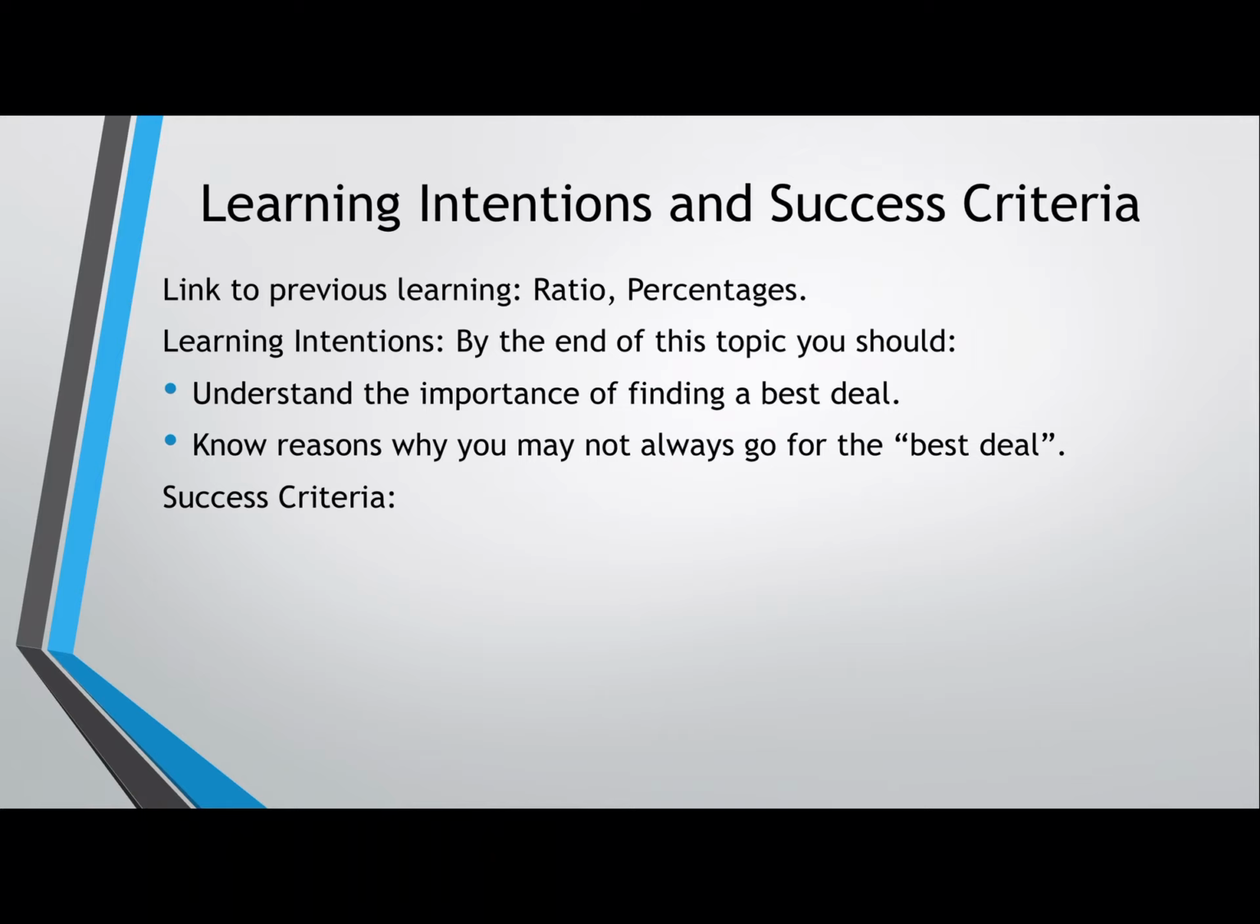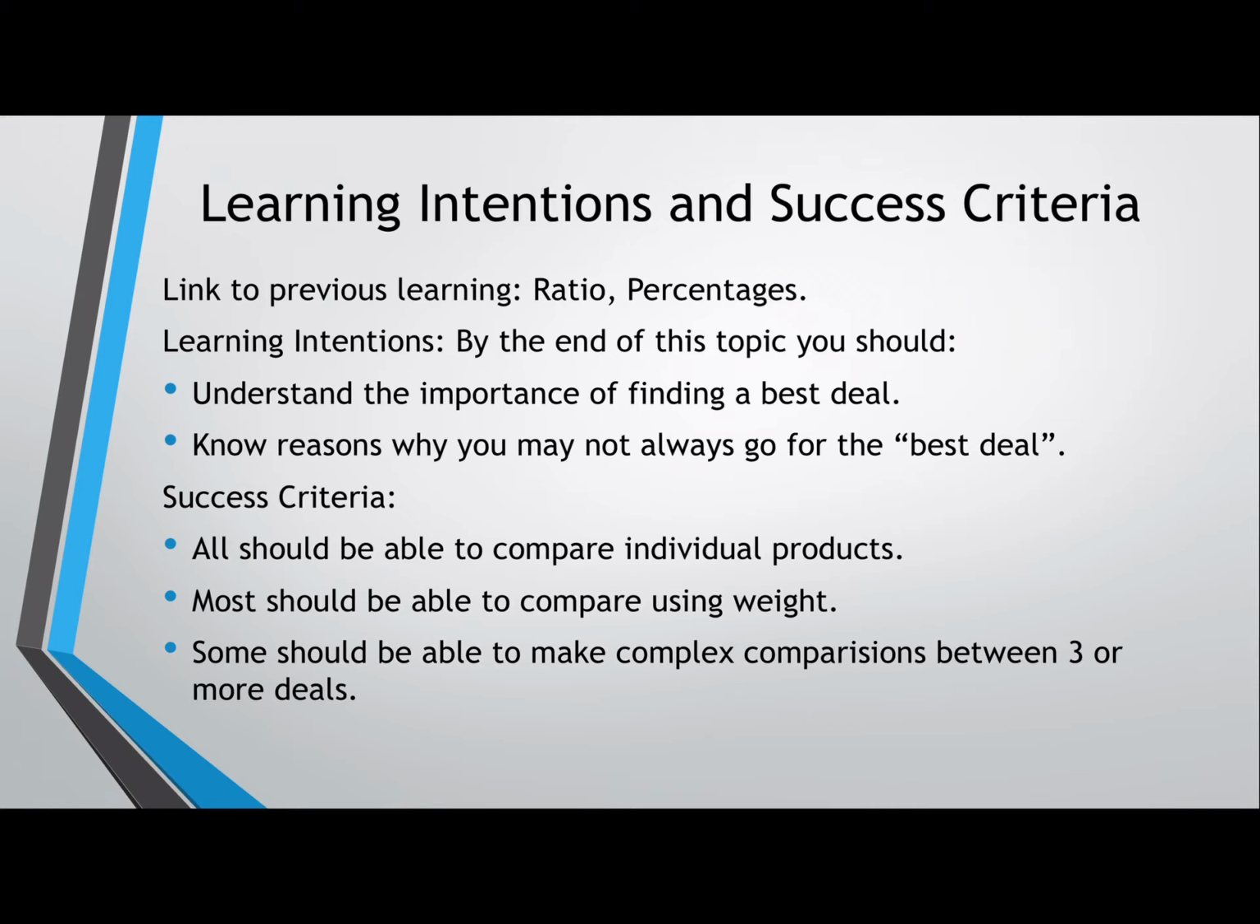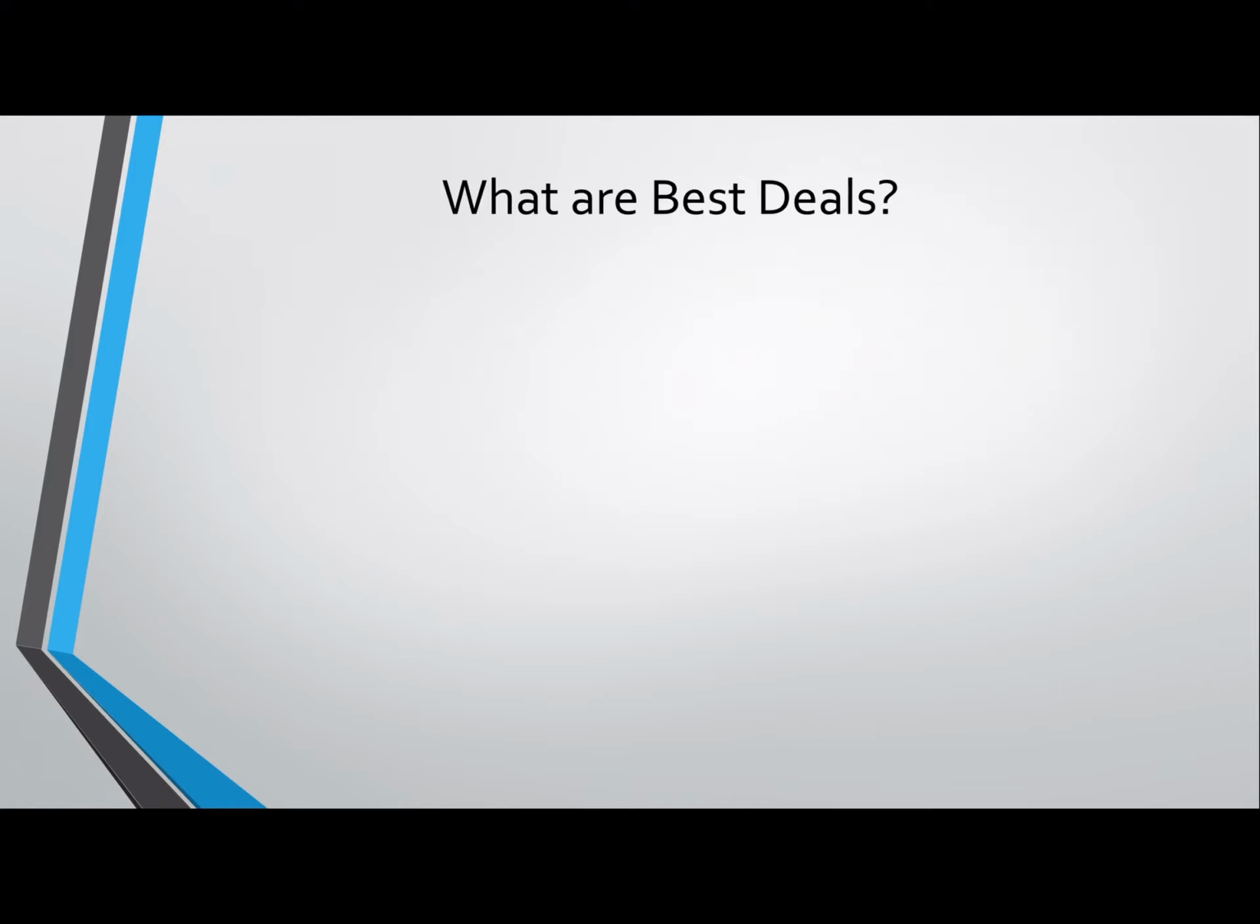And success criteria, so how we know we can do this. So some of us, or all of us actually, should be able to compare individual products. Most should be able to compare using weight, and some should be able to make more complex comparisons between 3 or more deals.